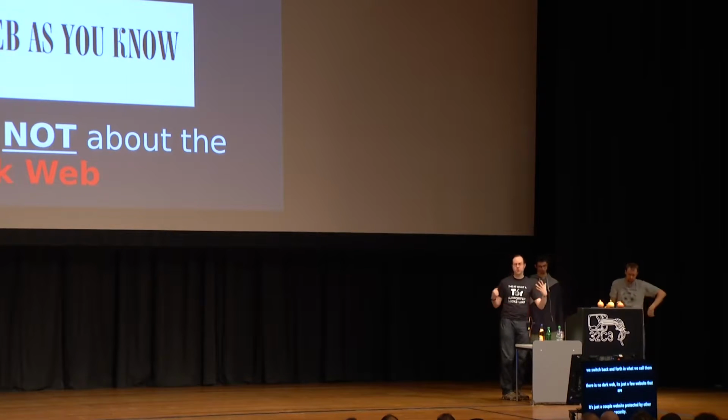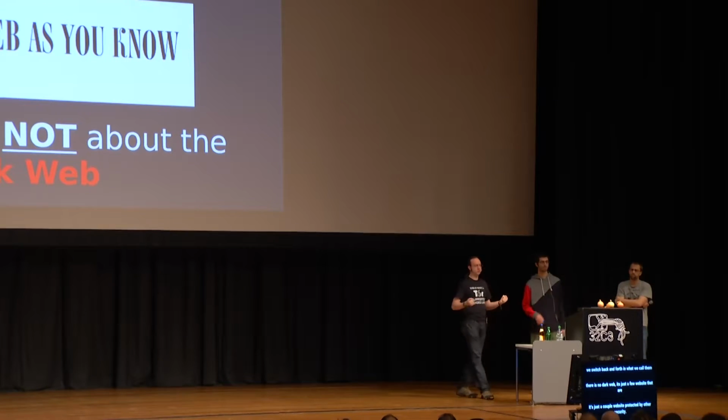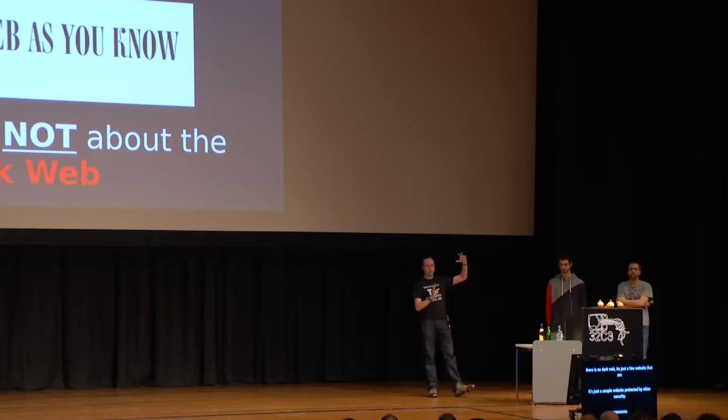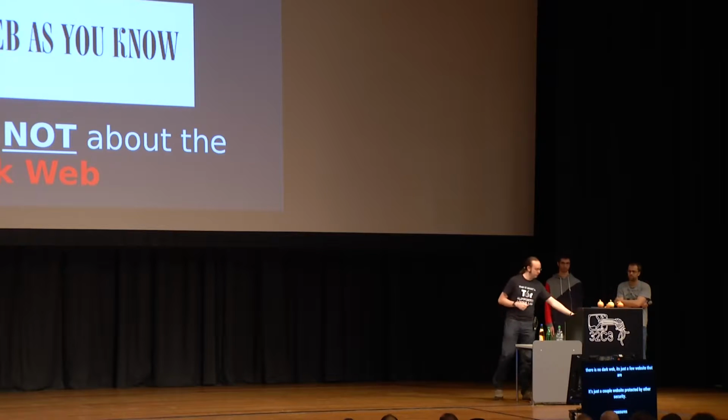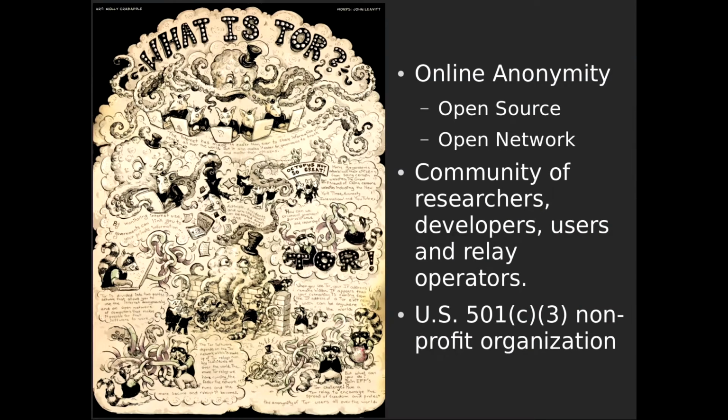So journalists like writing articles about the huge iceberg with 95% of the web is in the dark web. That's nonsense. So we're going to try to tell you a little bit more about what actually is hidden services and onion services and who uses them and what things they can do with them.